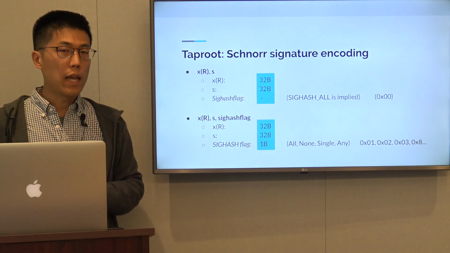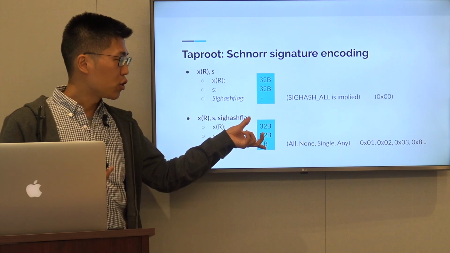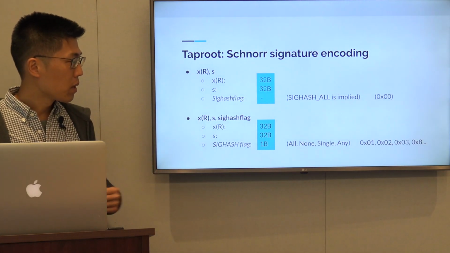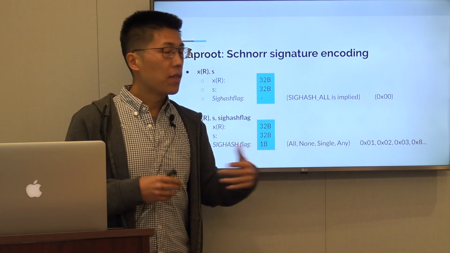If we want to use any of the other SigHash flags, we need to append it to the back of the signature, therefore making it 65 bytes. We can reuse the same SigHash flags as before: all, none, single, and anyone-can-pay. They retain their meanings.